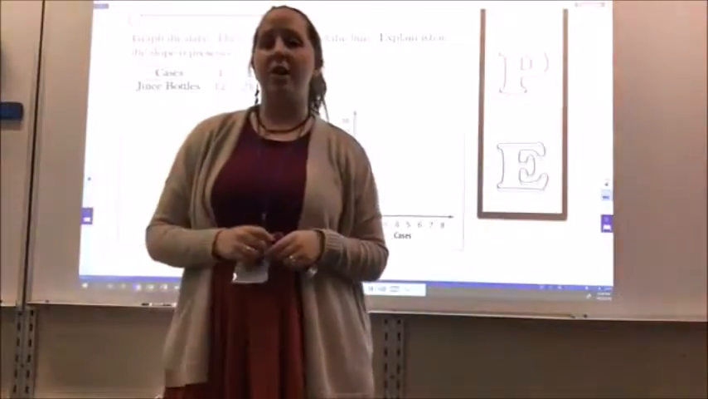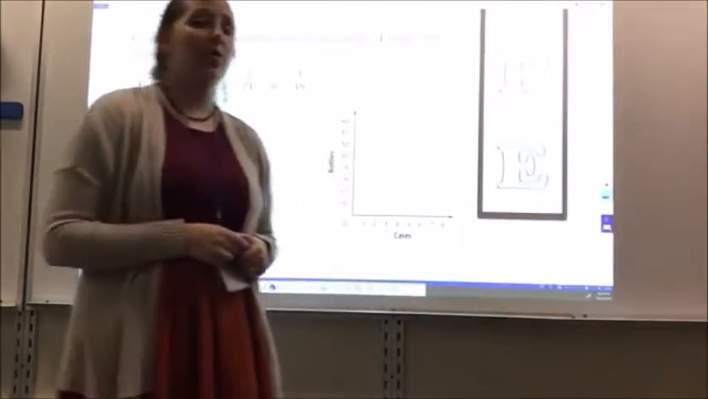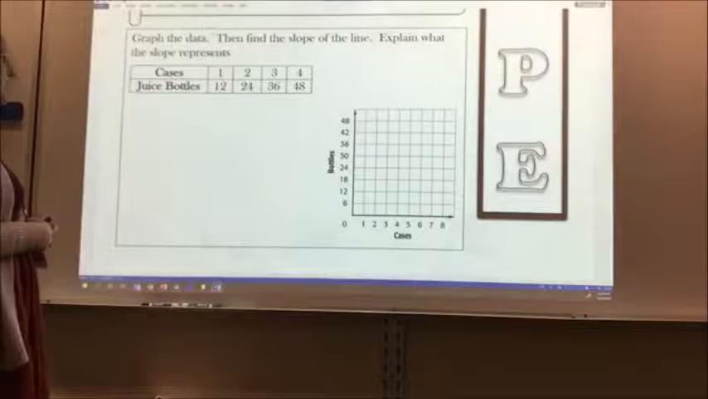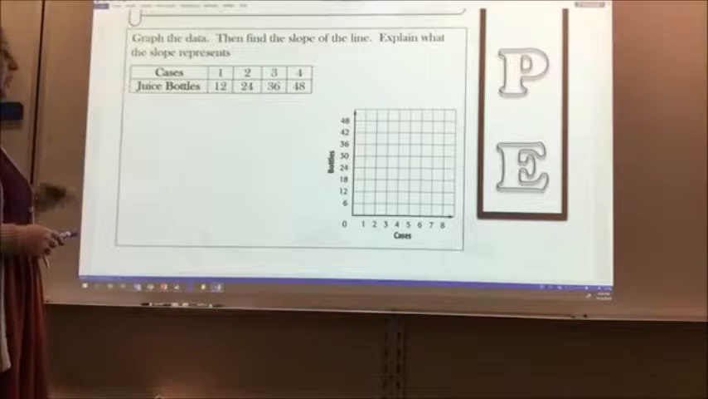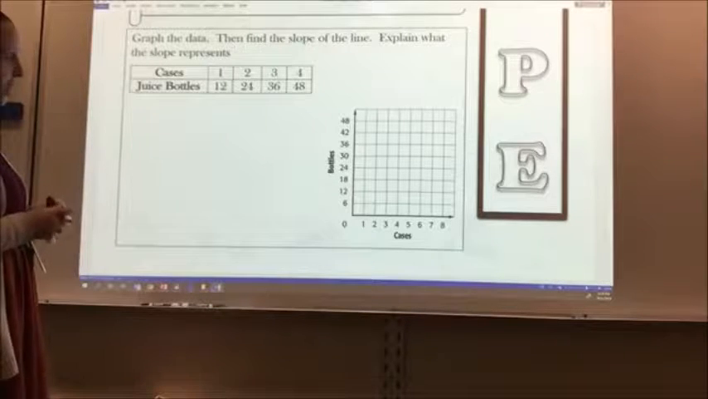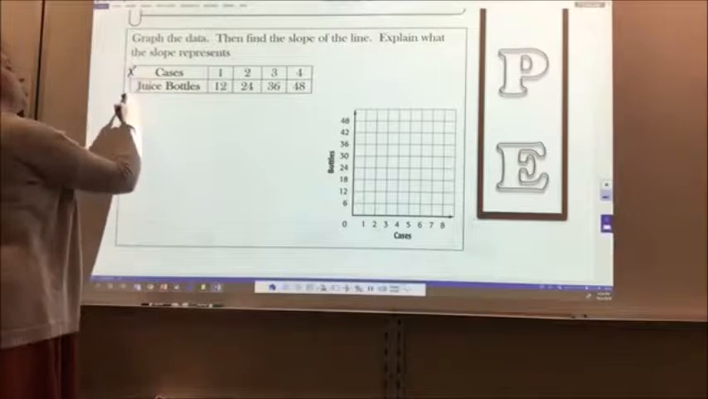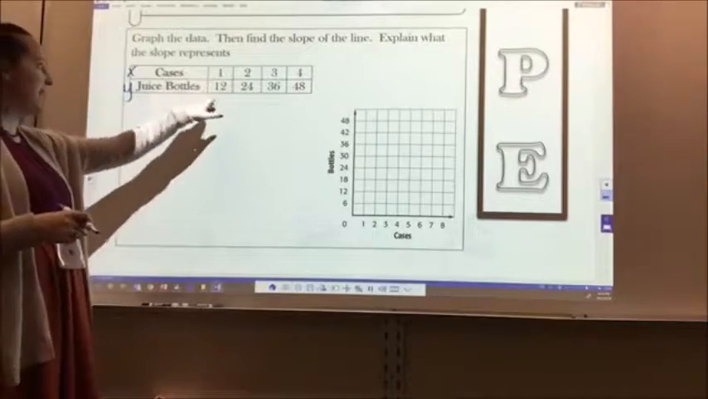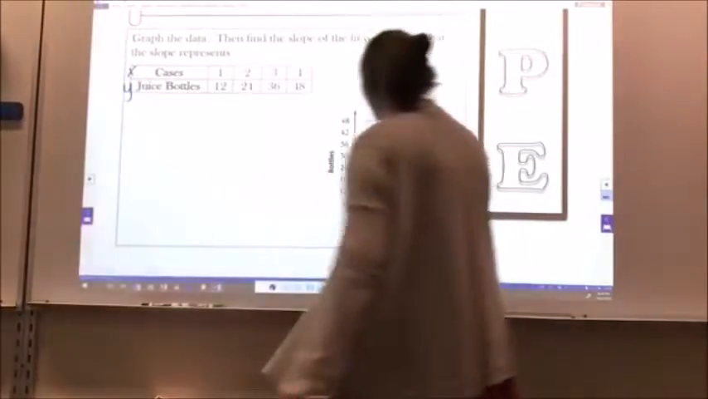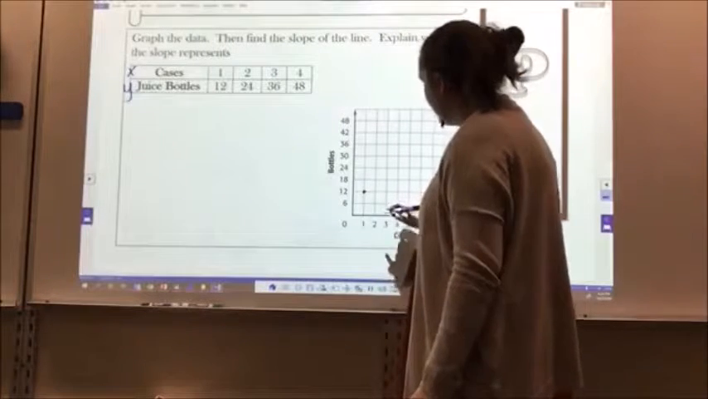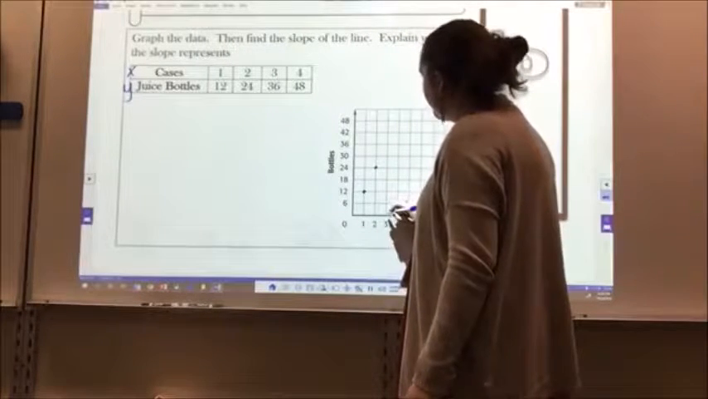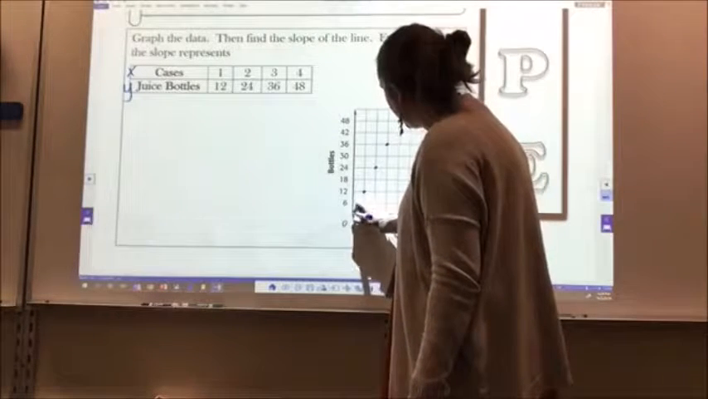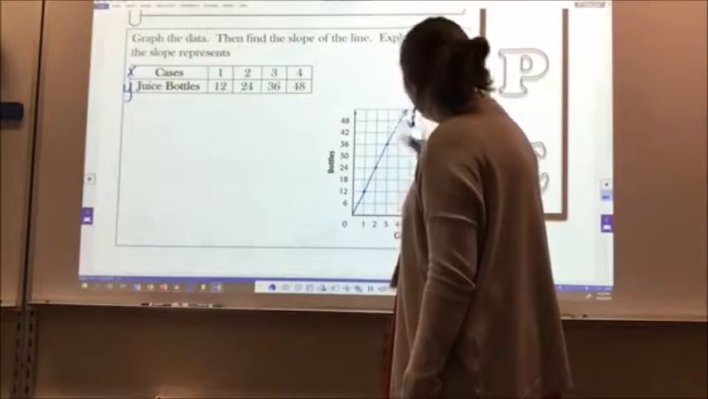All right, now that you've tried out the try it problem, let's go over the answer together. So the question I have is graph the data, then find the slope of the line, explain what the slope represents. So I have cases and juice bottles. So my cases are my x, my juice bottles are my y values. Okay, I'm going to go ahead and graph the data. So one case has 12 bottles. So I go over 1, up 12, then 2, 24, 3, 36, and 4, 48. And I go ahead and connect my dots to form a line.